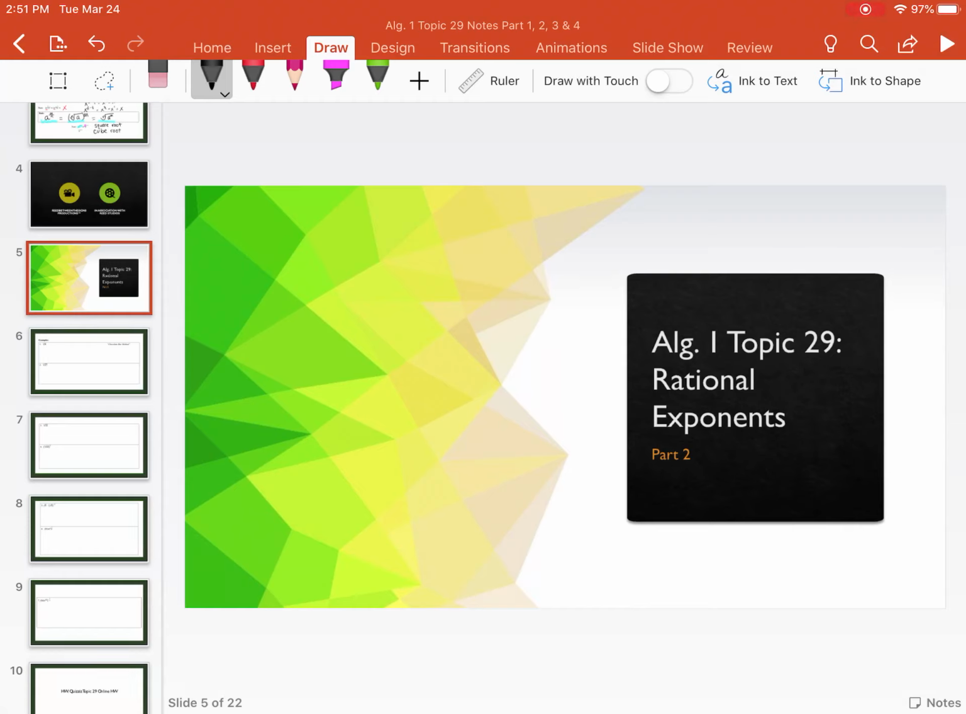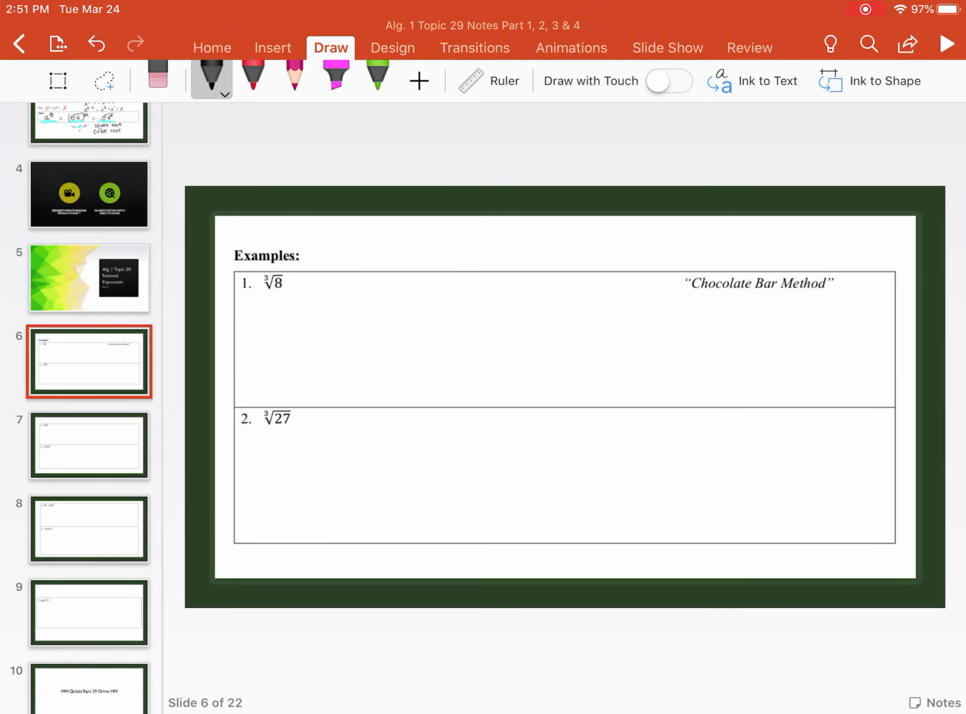Welcome back to topic 29, Rational Exponents. This is part 2, and we're going to jump into some examples. The first example is the cube root of 8. We want to simplify this.